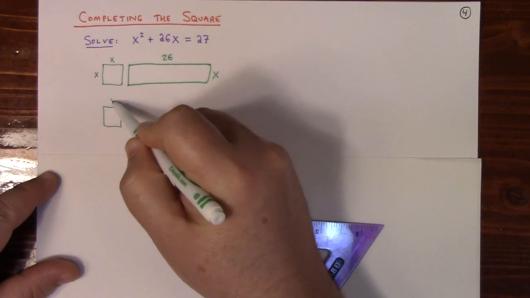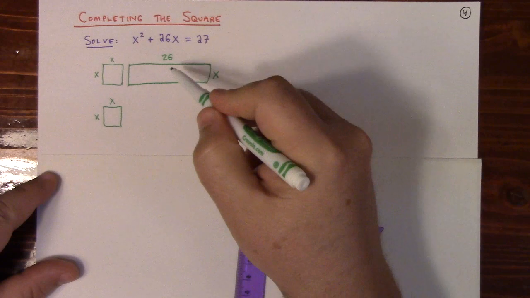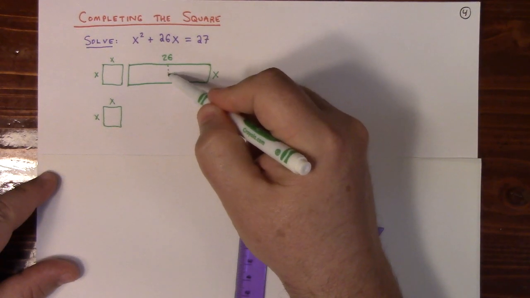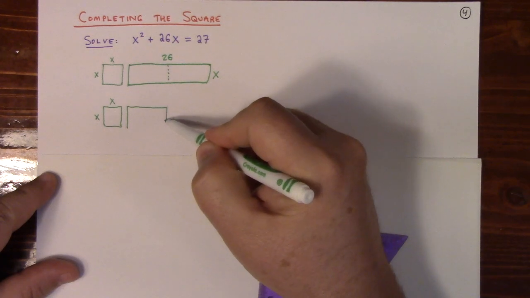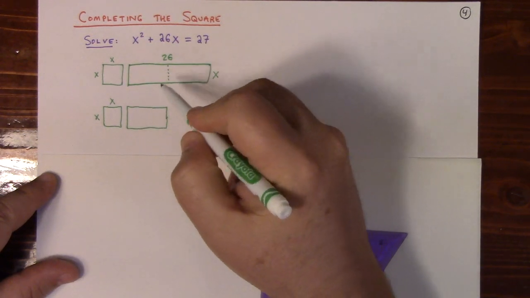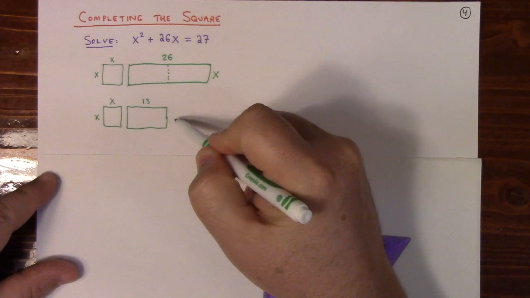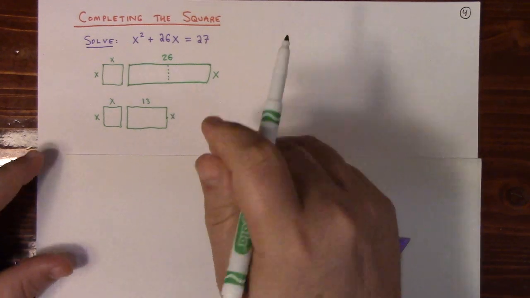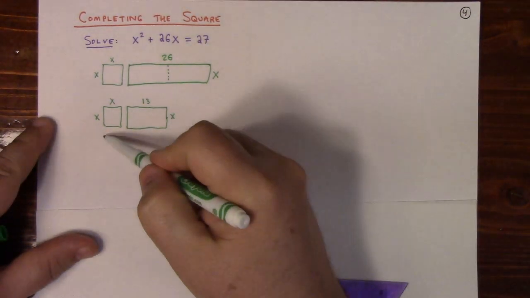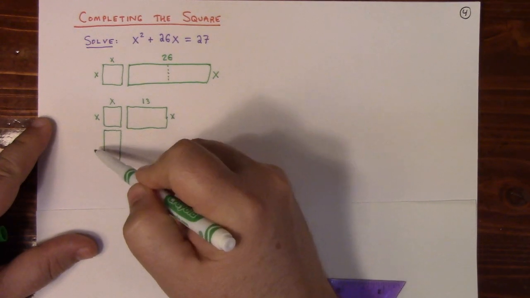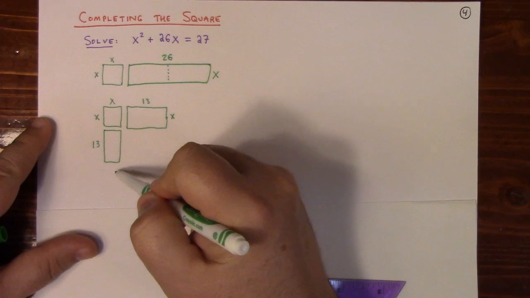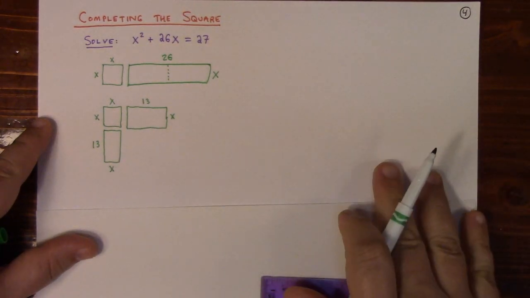You could keep your x by x, right? Take this, cut it in two, and if you cut that in two, we get 13, and of course this is still x, right? And then we got another one. I'll flip it, put it down here like this, all right? And so 13x, all right?